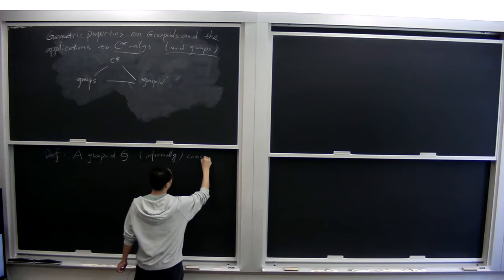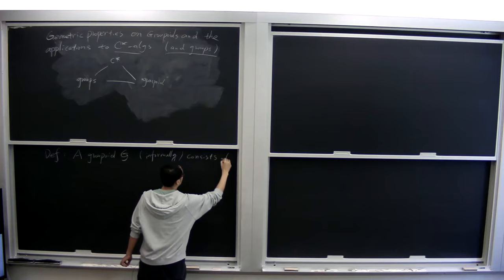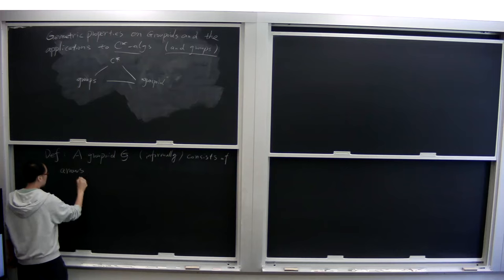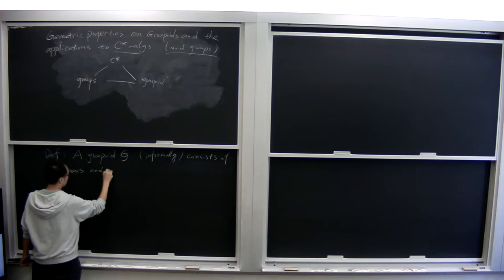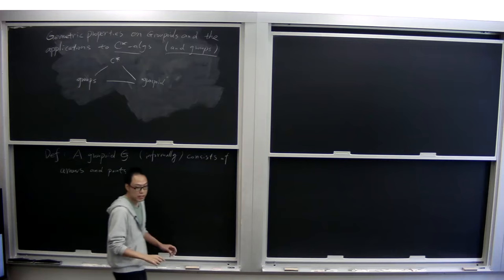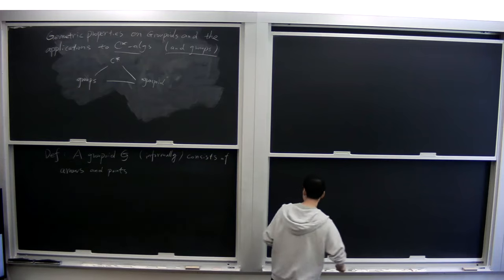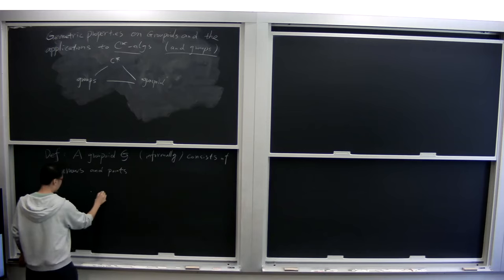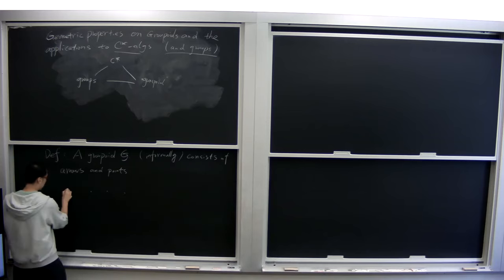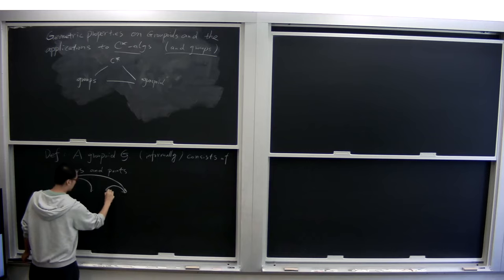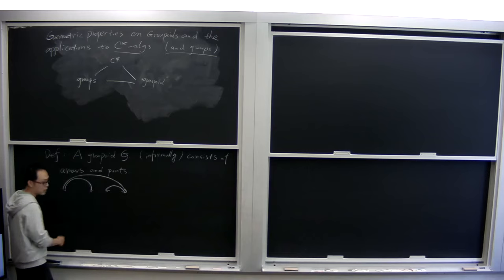Informally, consists of arrows and points. Okay. So you have a lot of points and you have a lot of arrows, and arrows are just connecting the points. So like you have a lot of points here. Okay, and you have some arrows here. Okay, it can be here and it can be here. So there are some arrows.